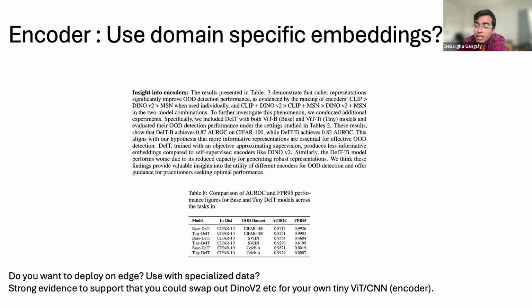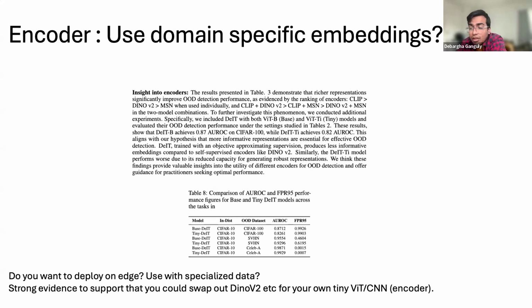And finally, I want to touch upon the topic of deployments on edge in case that's required. So if you want to deploy on the edge or you want to use specialized data, there seems to be strong evidence to support that you can swap out your DINOv2 or CLIP with your own tiny vision transformer or CNN that can generate encoders.